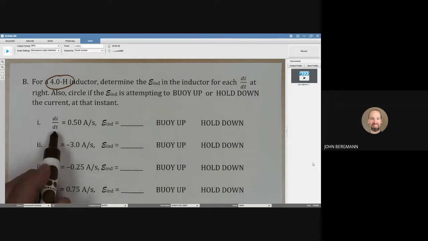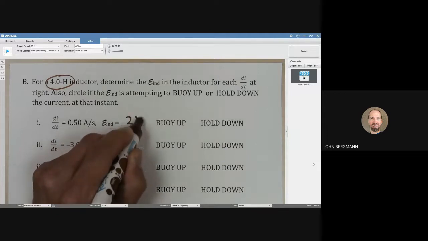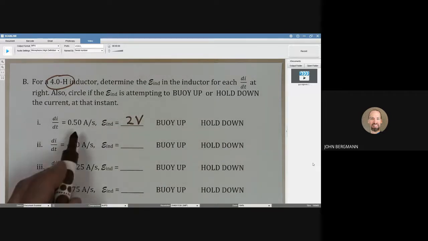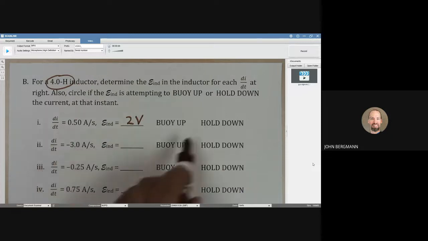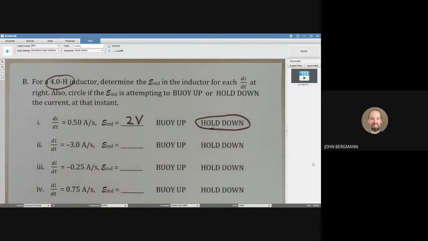If the current is changing at that rate, at that instant, the induced EMF will be 2 volts, 0.5 times 4. And since the current is on the increase, you can see that some of these, for example, number 2, you see there is a negative sign there. So that means the current is dropping. But in number 1 here, the current is increasing. And so this EMF in the inductor is going to try and hold down that changing current.